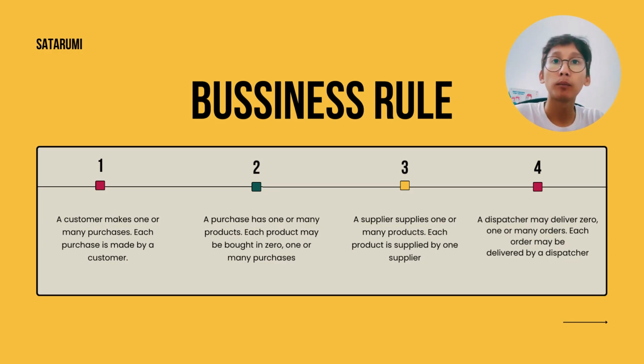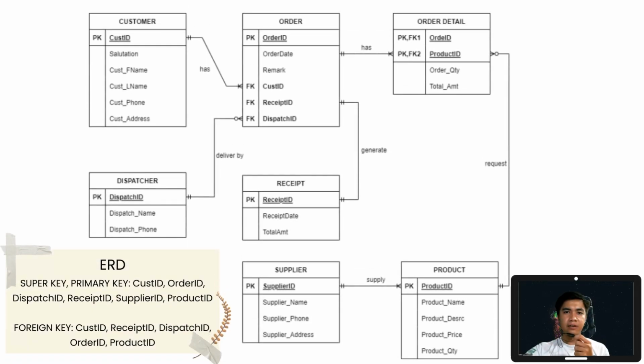Thank you. For the ERD diagram, we have designed the system which has a customer table, orders table, order details table, receipt table, dispatcher table, supplier table, and also the product. So at the customer table, the primary key is customer ID, and then salutation, customer full name, customer last name, customer phone, and customer address.